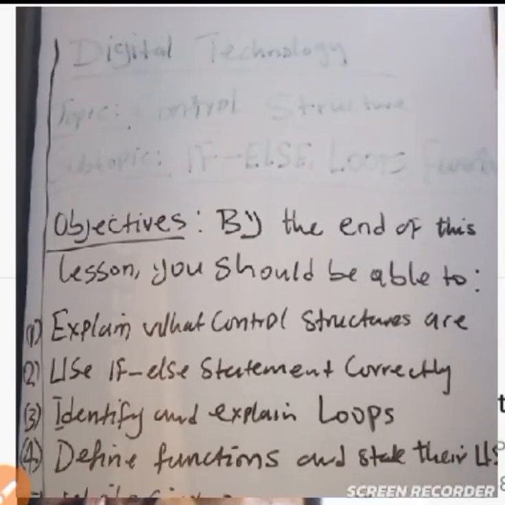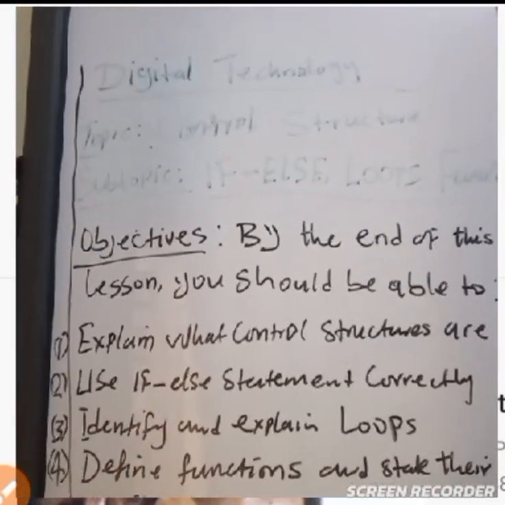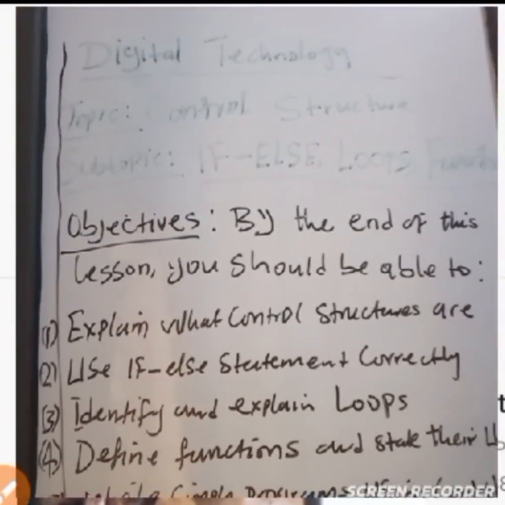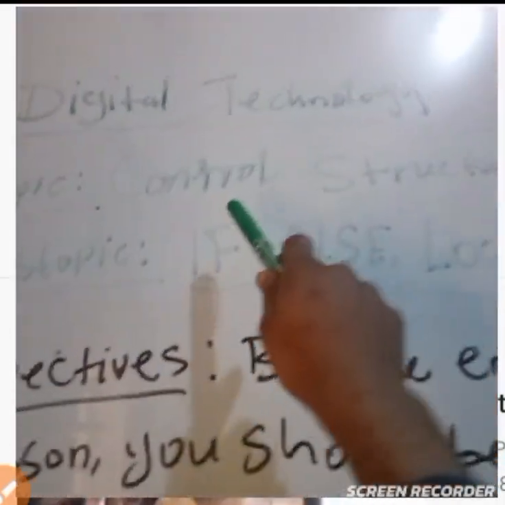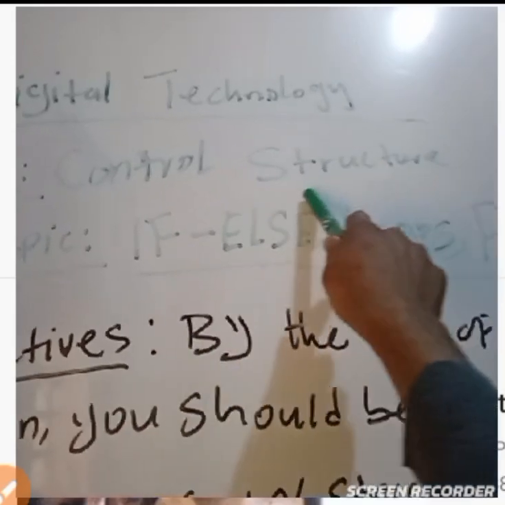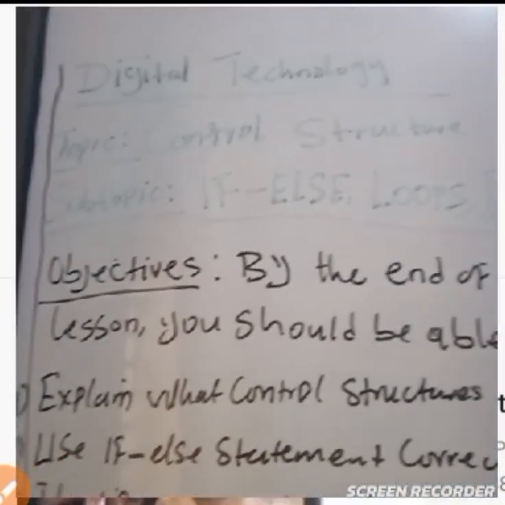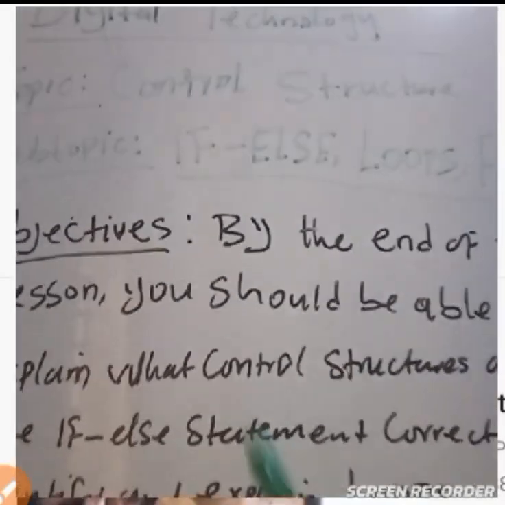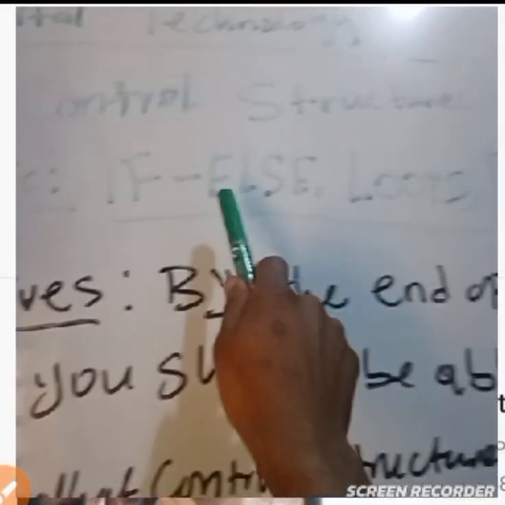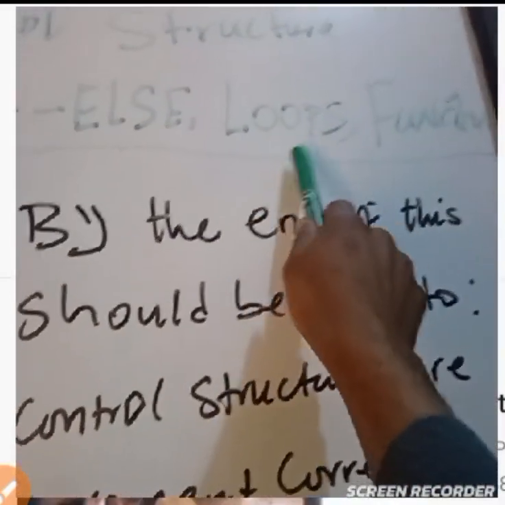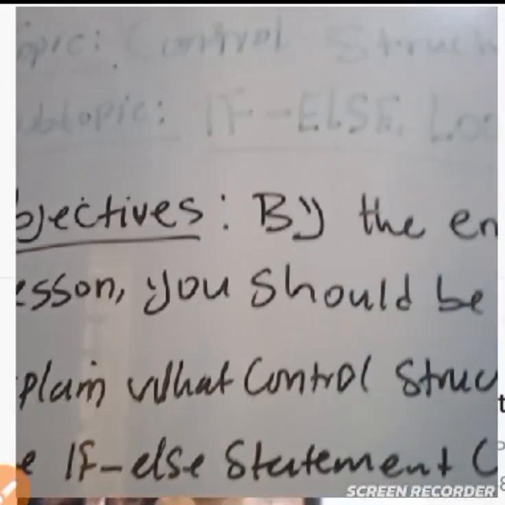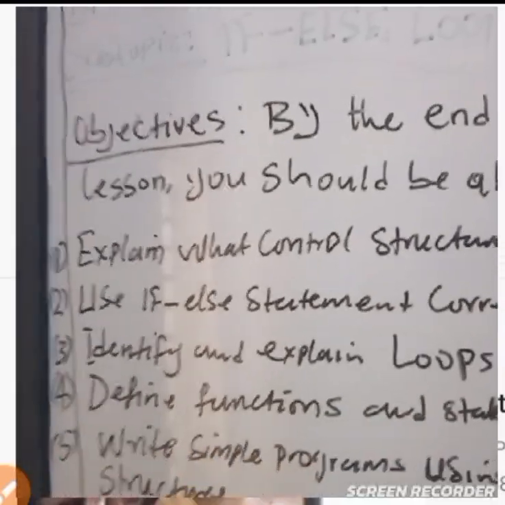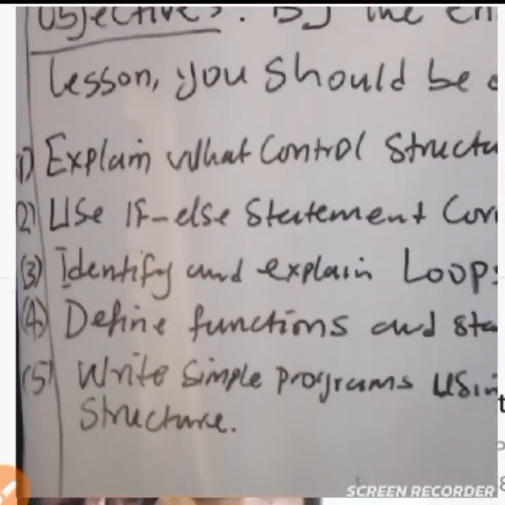So our topic is control structure. So you can see it on the board. Let me come closer so I can see control structure. Okay, that is our topic. And our subtopic is if else, loop and function.